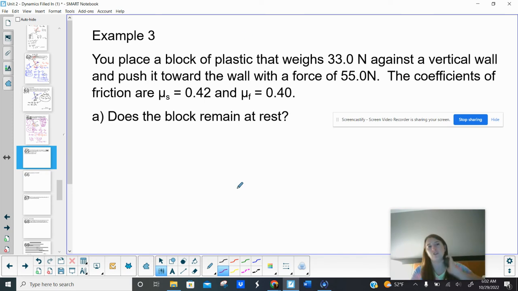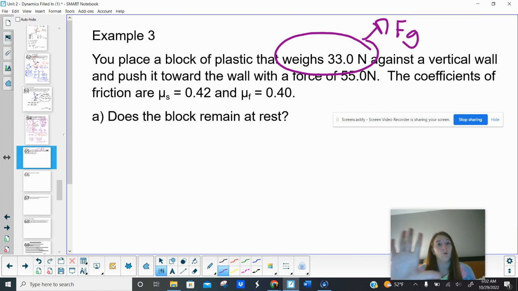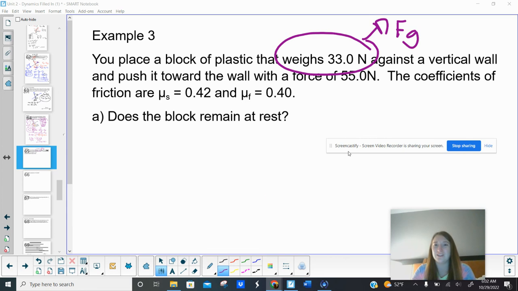Okay, so example 3, it says you place a block of plastic that weighs 33 newtons. This is a certain force. What is weight? What force is that? Weight is defined as the force of gravity. Against a vertical wall and push it towards the wall with a force of 55 newtons. Ooh, this is a little different.